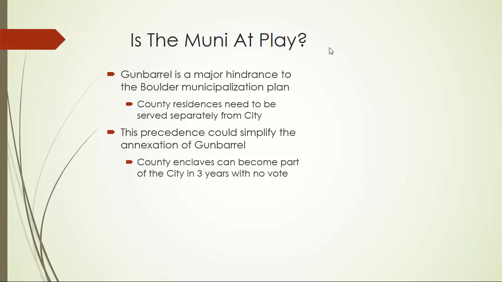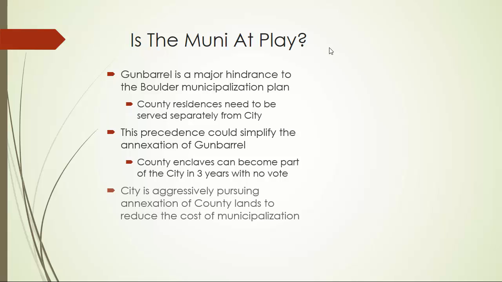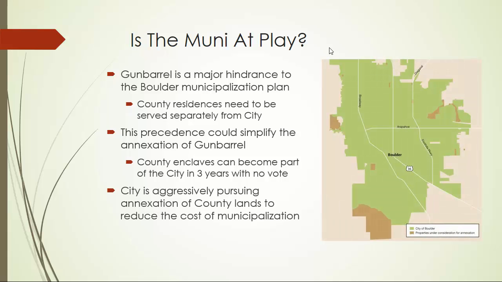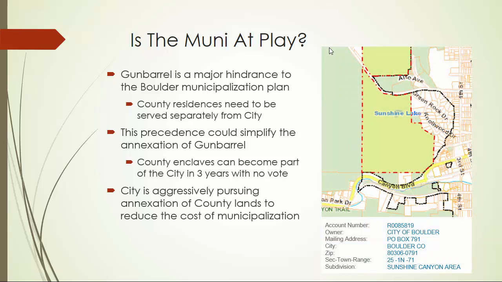Under current law, county enclaves can automatically become part of the city after 3 years with no vote. The city is actively pursuing this strategy today. So here's a map of the properties that were recently approved for annexation into the city. Let's focus on this particular property. Isn't it interesting that the property directly to the east is not being annexed? And here's a closer look. The land that they are annexing is actually city-owned open space.